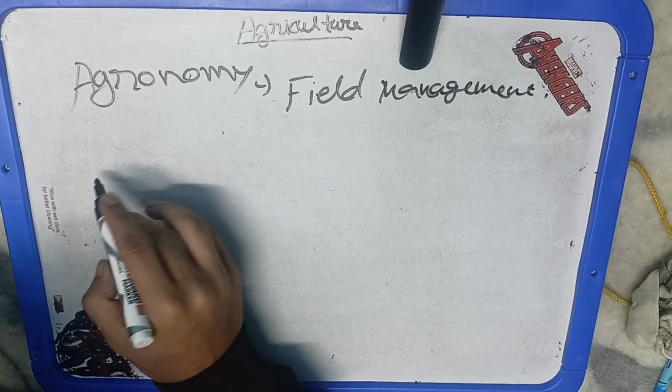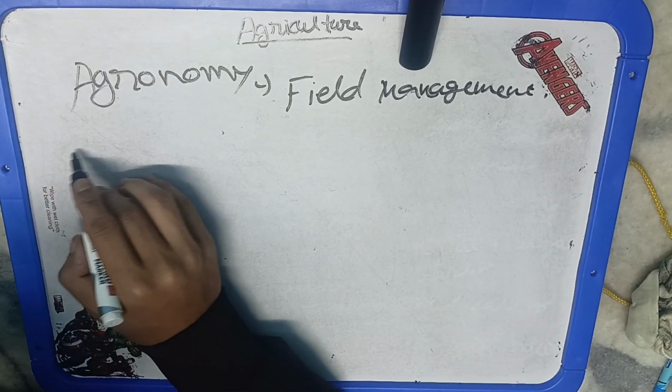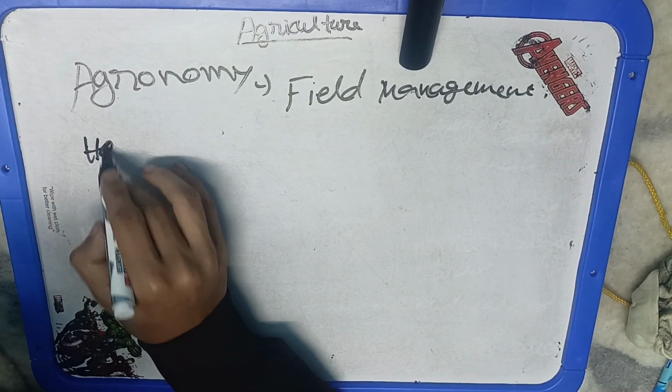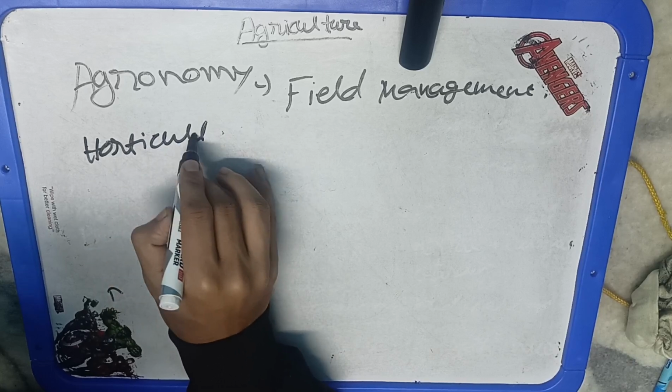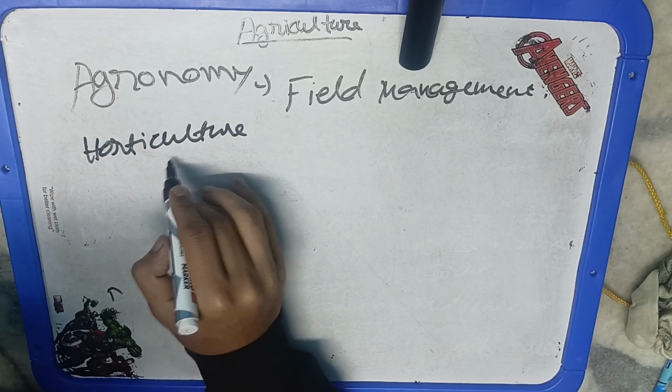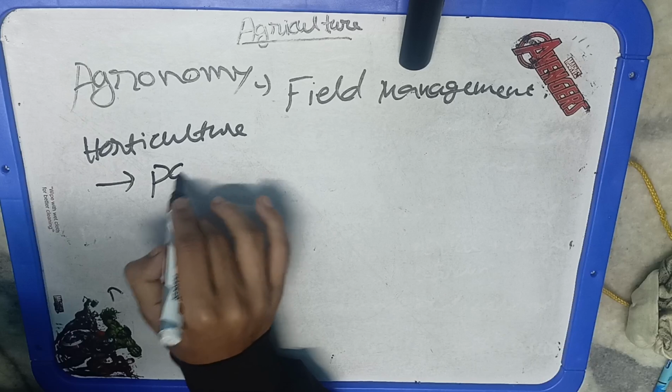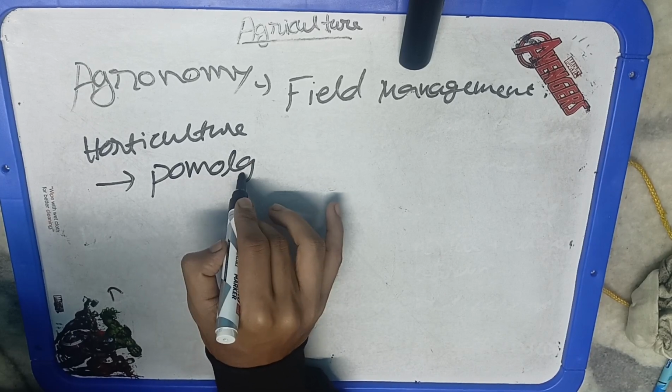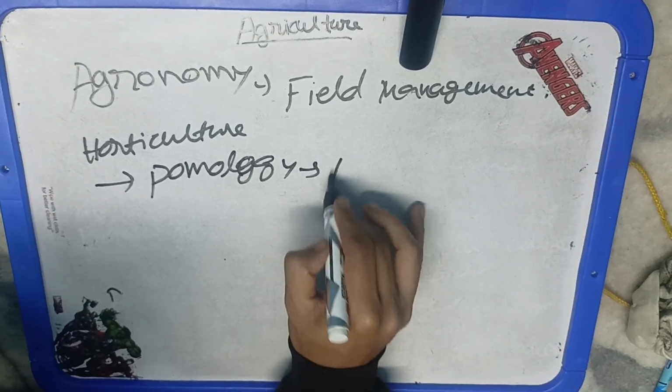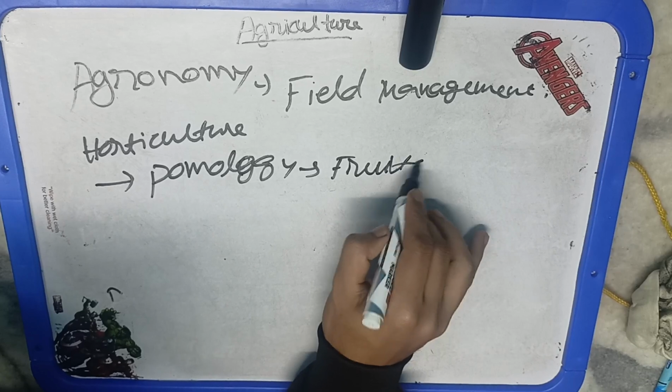Then is the horticulture. Horticulture is basically the garden cultivation. So pomology means fruits study. Olericulture means pot herb cultivation. Basically, it is related to the vegetable cultivation. Then floriculture is related to the flower cultivation. What you have to remember is horticulture is having three sub branches. First one is the pomology, which is related to the fruits. Then is the olericulture, which is related to the vegetables.